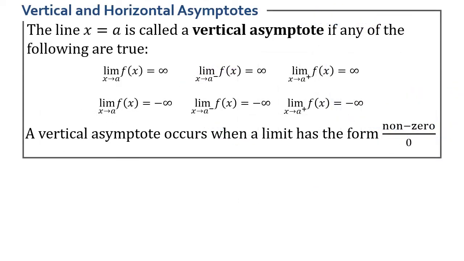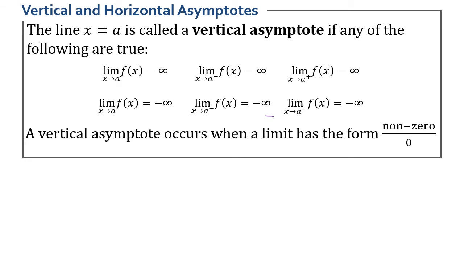Let's summarize this. The line x equals a is called a vertical asymptote if any of the following are true. The limit as x approaches a of f of x is infinity, or if you're approaching a from the left or the right, you're approaching infinity, or as you're approaching a, it goes towards negative infinity, or from the left or the right side, it's going towards negative infinity.